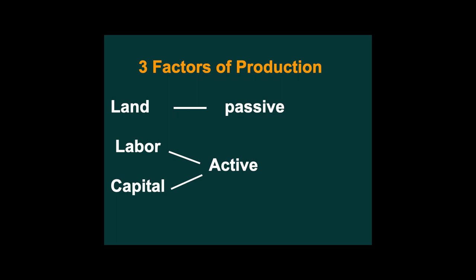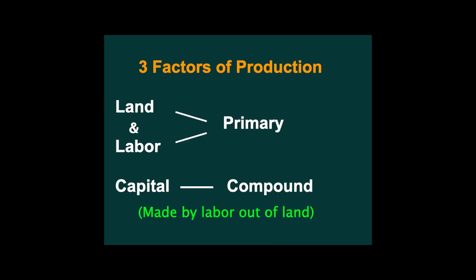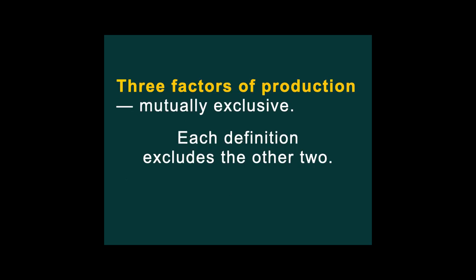And so labor and capital are the active factors. Land doesn't do anything, it's just there. Now, of course, in the case of energy, the energy is harnessed, but the energy doesn't really produce anything, does it? It's labor and capital that produce things out of land and on land. And land and labor are the primary factors, and capital is the compound factor made by labor out of land.